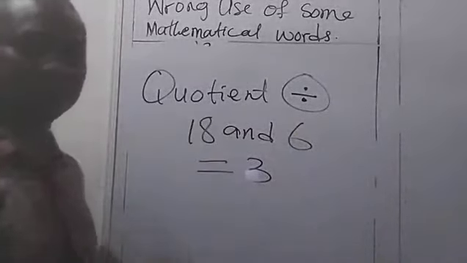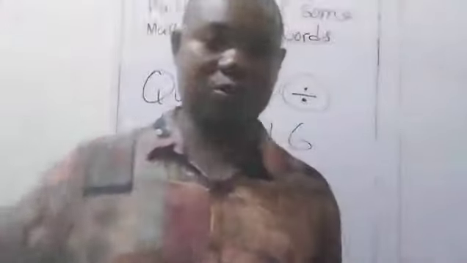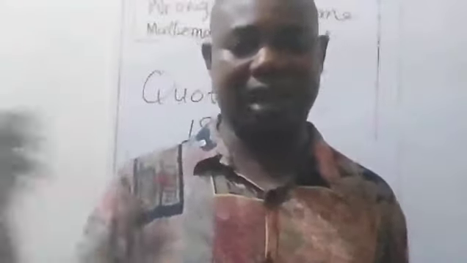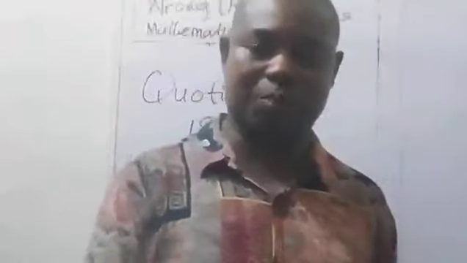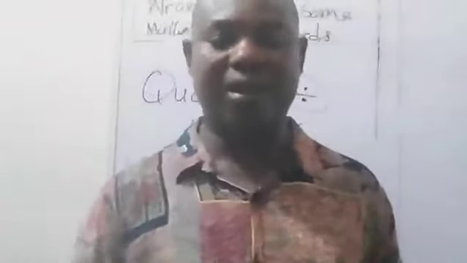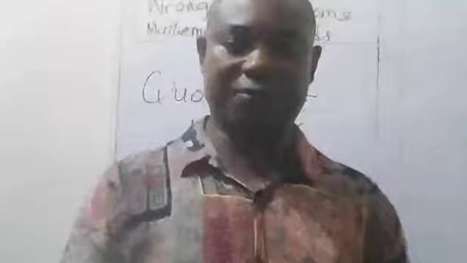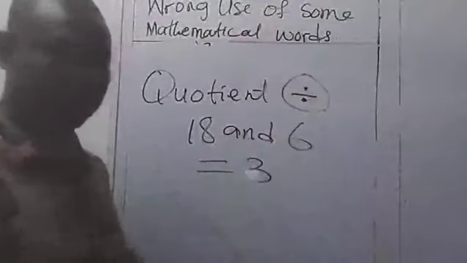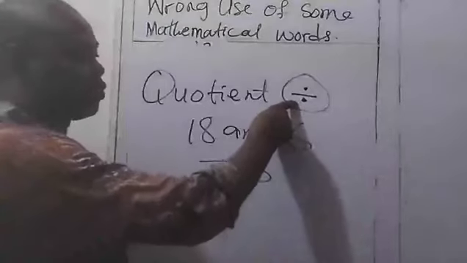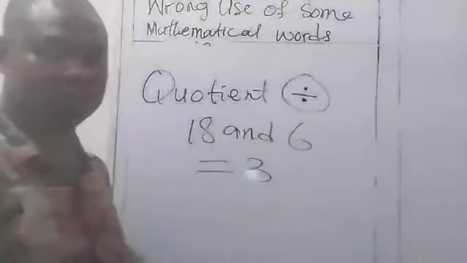Our teachers were fond of saying quotient means division, product means times, sum means addition. No, it's not true. Sum is the answer after you have added. Product is the answer after you have multiplied. Difference is the answer after you have subtracted. And quotient is the answer after you have divided. So it is these operations that we make use of to arrive at the answer. This one I call division, the other one is times.